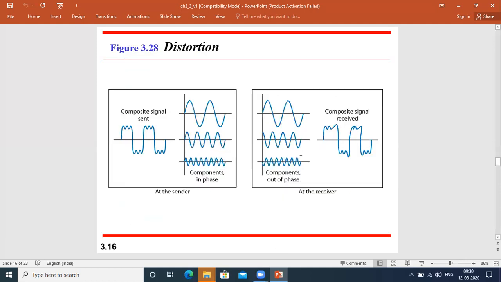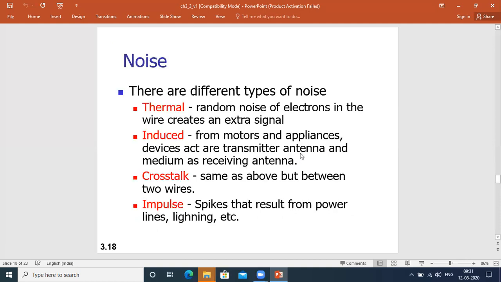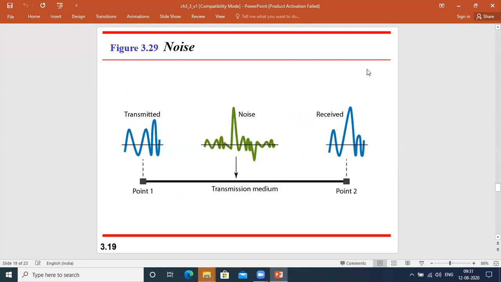So that is the shape of distortion. Now the next is noise. Noise is an unwanted signal. There are different types. Thermal noise is the random noise of electrons. Induced noise comes from motors and appliance devices. Crosstalk is the effect between two wires, sometimes a pollution of the signal. Impulse noise includes spikes, lightning, and other stuff that carries a lot of energy. These types of signals are called noise.